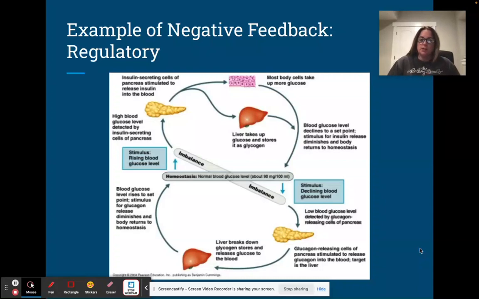So first of all, we're going to look at an example of a negative feedback. Again, this is regulatory, so we're going to regulate or get us back into balance. So this is how our body regulates our blood glucose system.